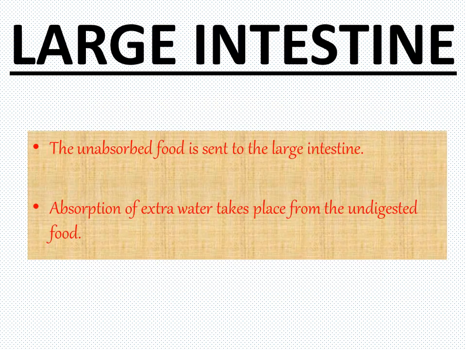Now, the unabsorbed food is sent to the large intestine. Who sent the unabsorbed food? The small intestine. The small intestine has absorbed the good food, and the waste is sent to the large intestine. So, what does the large intestine do? The absorption of extra water which is left in the undigested food is done by the large intestine. So what is the function of the large intestine? First of all, the unabsorbed food goes there, and second, the extra water present in the undigested food is absorbed in the large intestine.